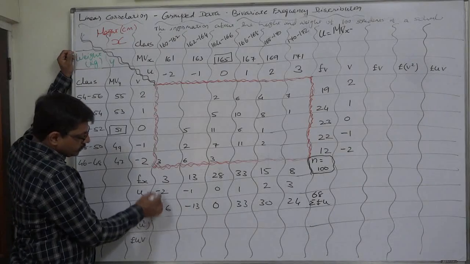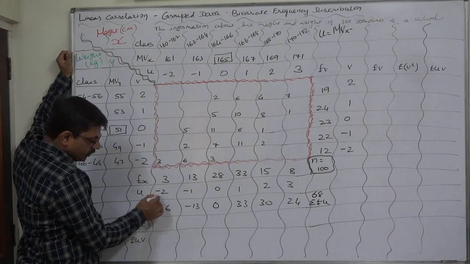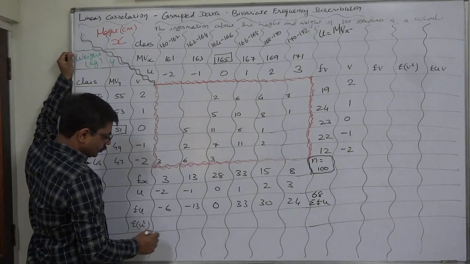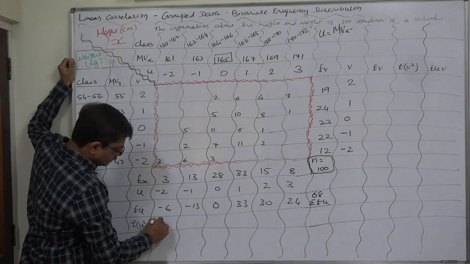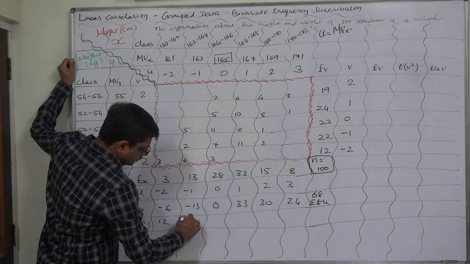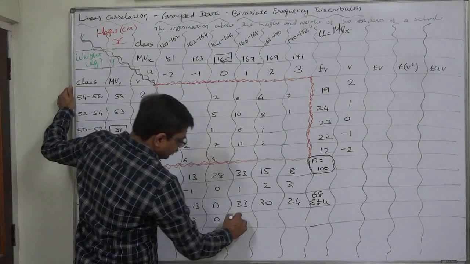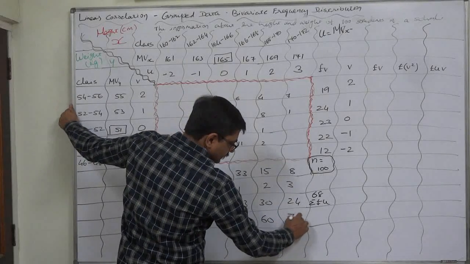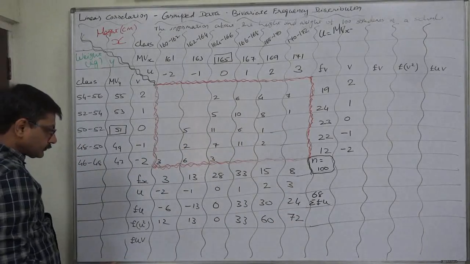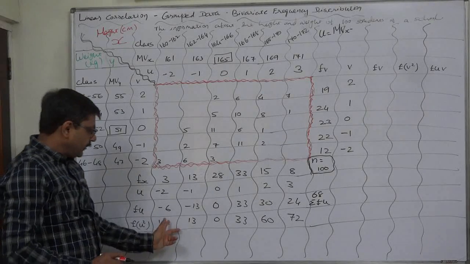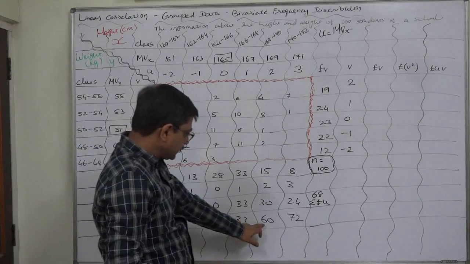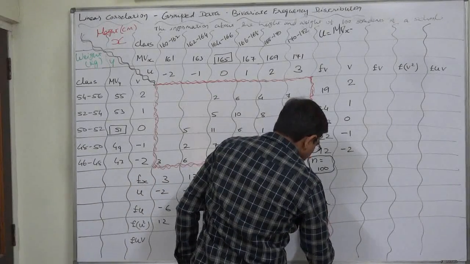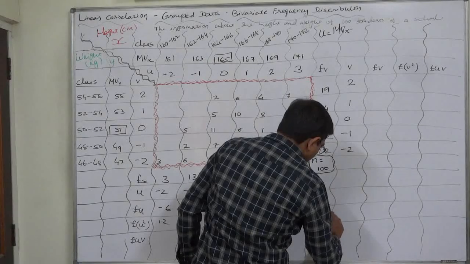So multiplication of these two rows will be the result f into u square. Minus 2 into minus 6, 12. Minus 1 into minus 13, 13. 0, 1 into 33, 33. 2 into 30, 60. And 3 into 24, 72. The summation will be 25 plus 33, 58 plus 60, 118 plus 72. It will be 190. Sigma f u square.